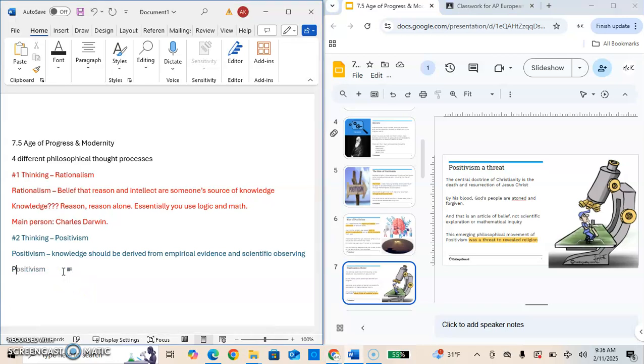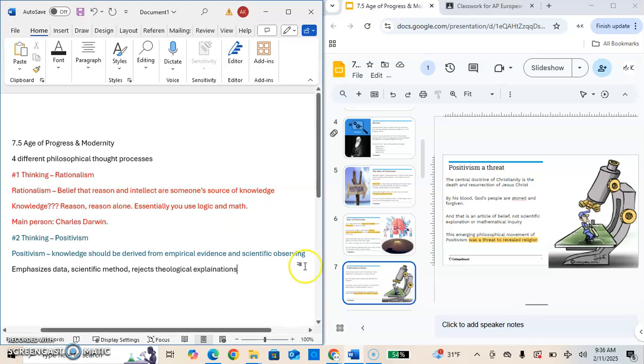So once again, going back to the notes, positivism. All right. They are emphasizing data, very data driven. It uses the scientific method. And it rejects religious explanations.